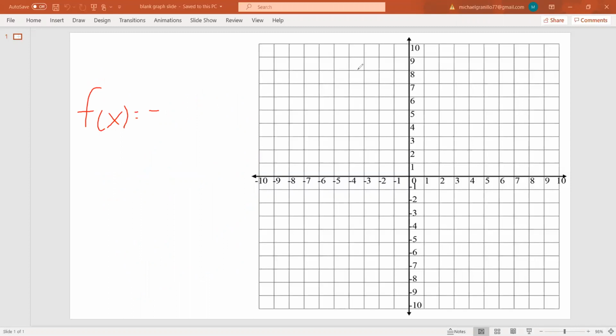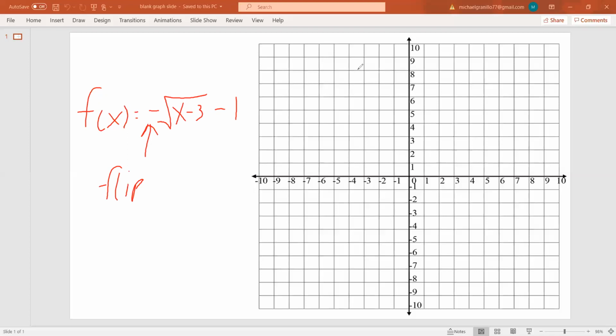Let's get a little tricky here. How about square root of x minus 3 minus 1? Okay, so this time I hope that you can see that we have a negative sign here, and we should know what that negative sign does. It's going to flip it, right? It's a reflection in the x-axis, okay?